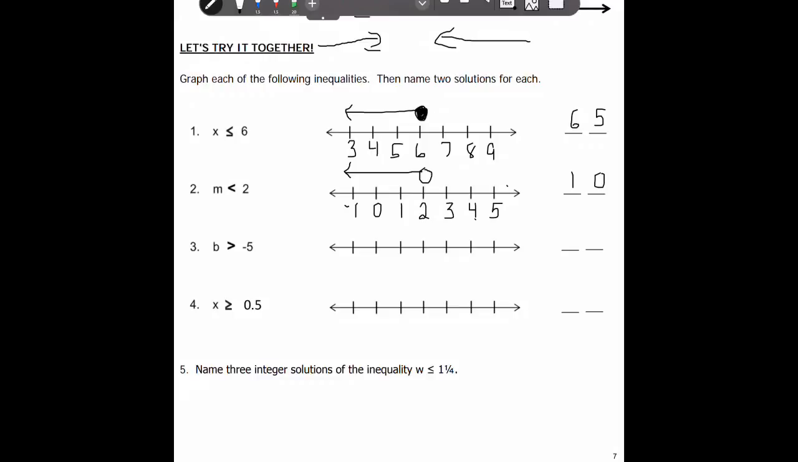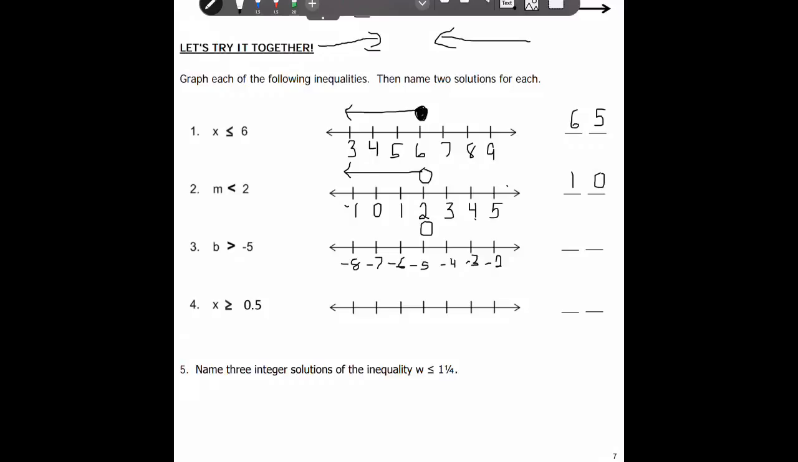Number 3, b is greater than -5. Let's put -5 right in the middle. Okay, I'm going to write down some values to the right of -5. Remember, as we go to the right, our negative values get smaller. -3, -2 as we get closer to 0, -6, -7, -8. I'm going to draw my circle directly above -5.